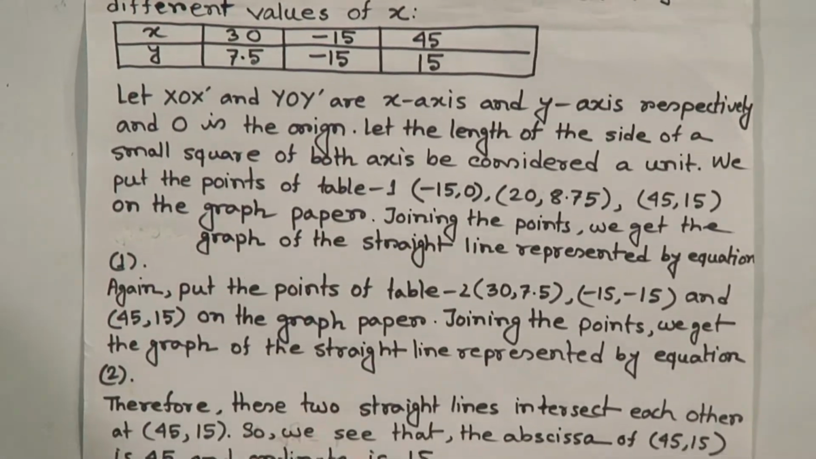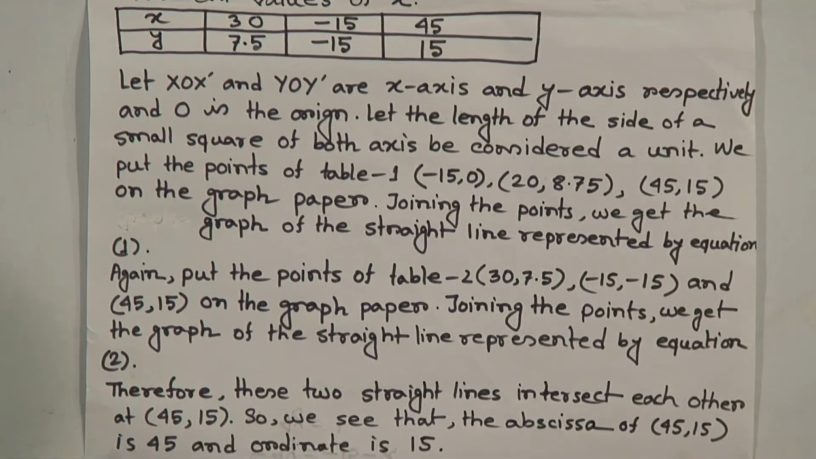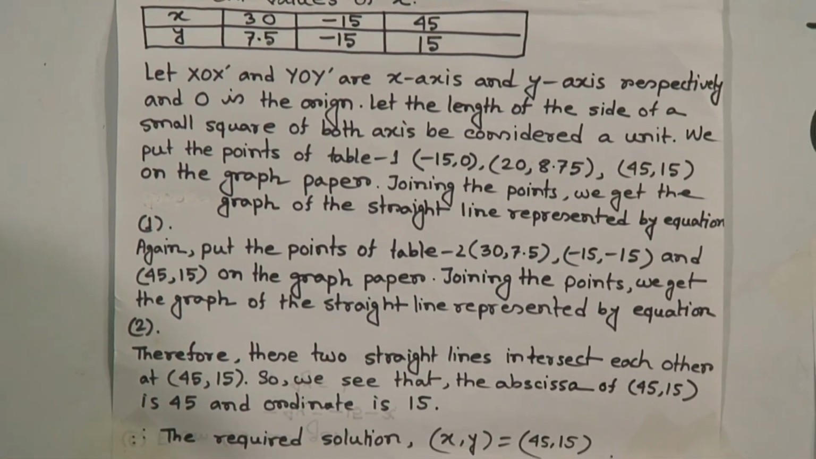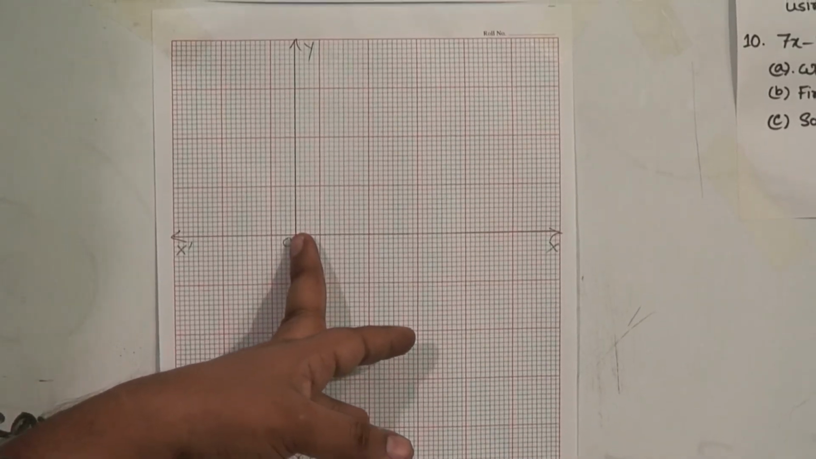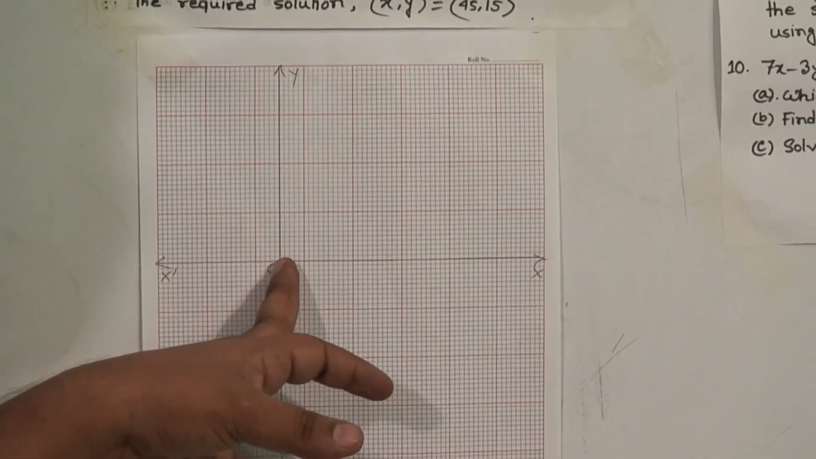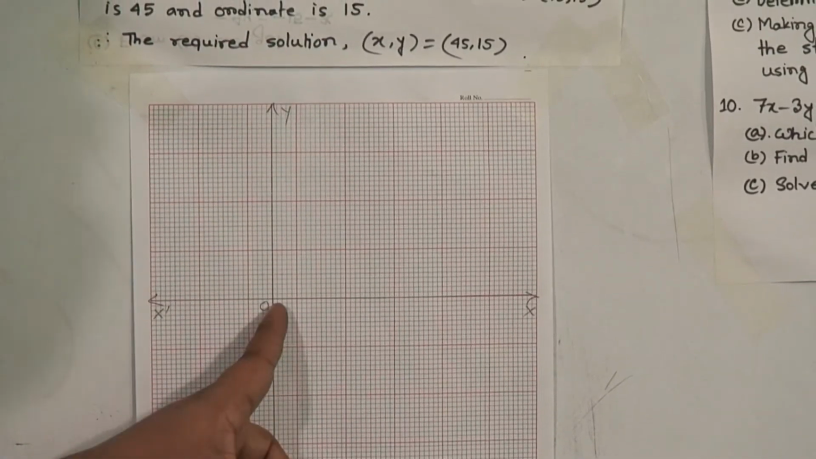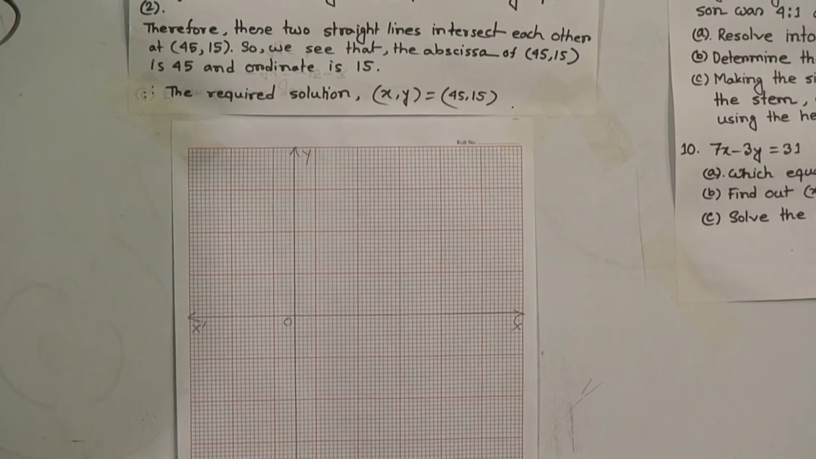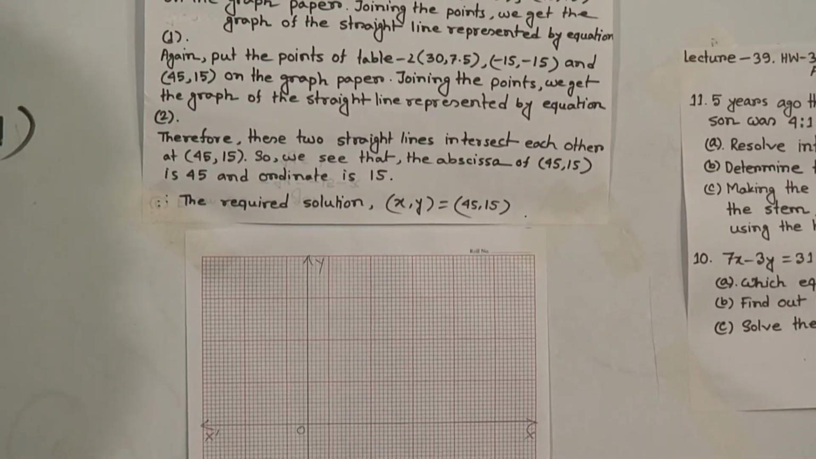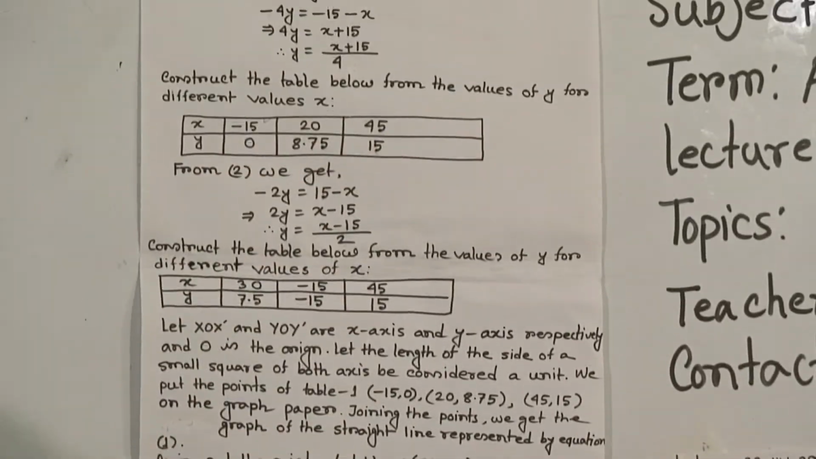I hope you know these two axes intersect at the point O, so O is called the origin, and the value of O means the point is (0, 0). I hope you have understood, its abscissa is 0 and its ordinate is also 0. Dear student, at first we draw the graph of equation number 1.